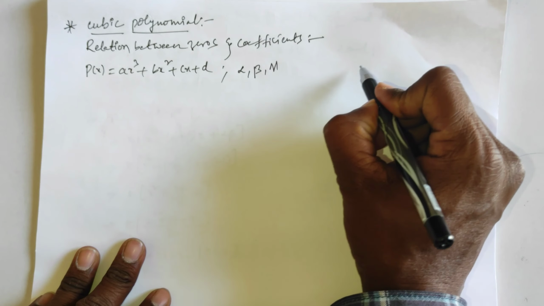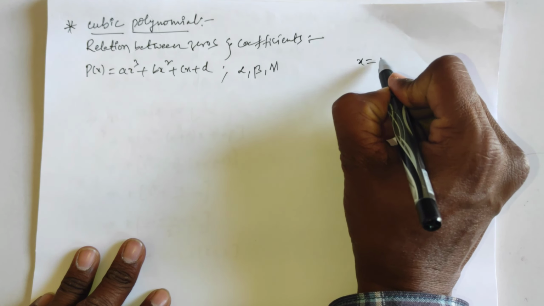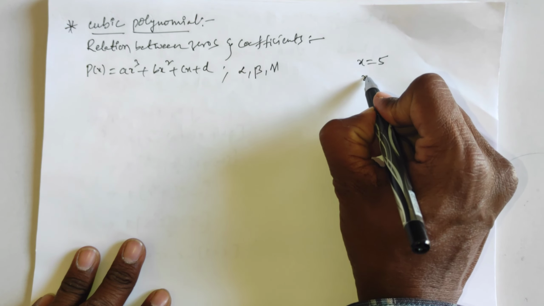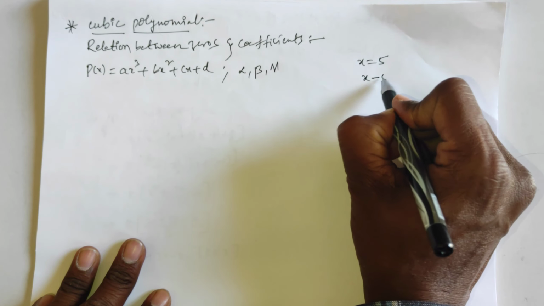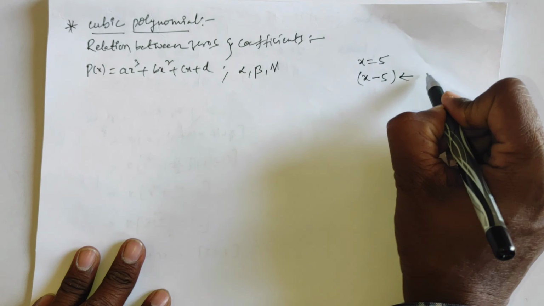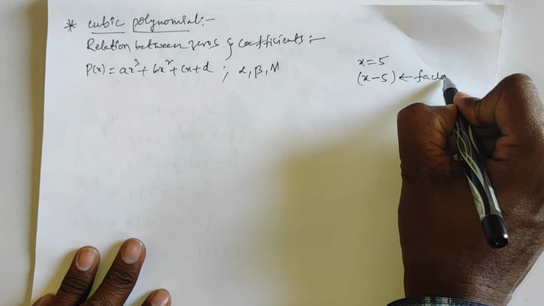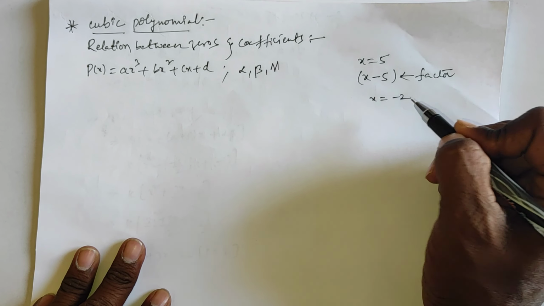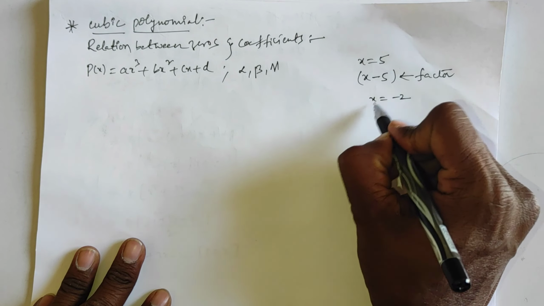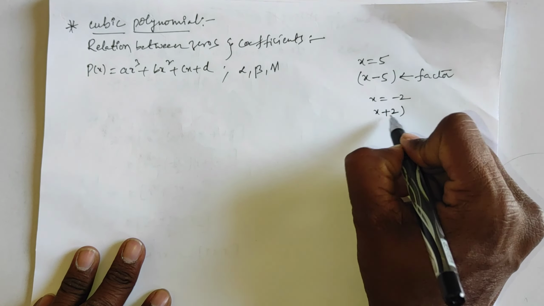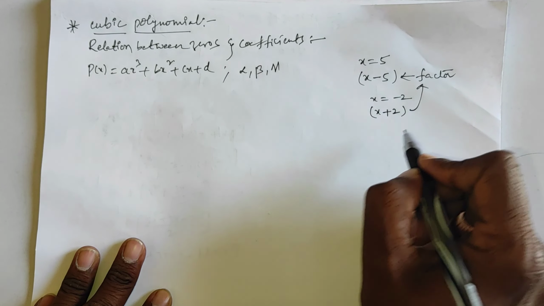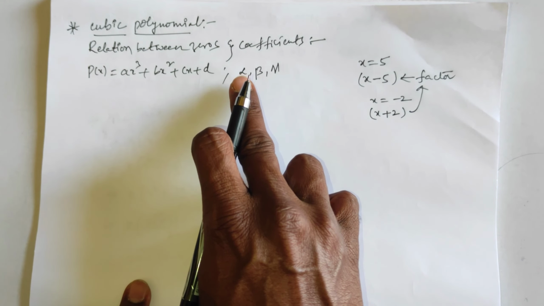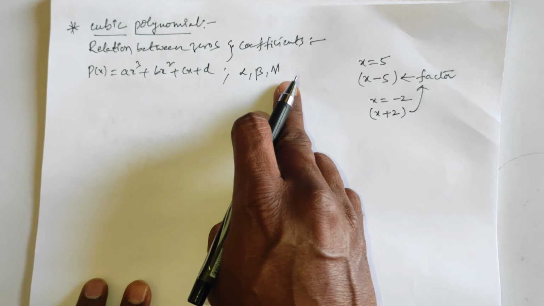Now suppose I say x equals 5 is a zero of the polynomial. That means the factor is x minus 5, so plus 5 becomes minus 5. Suppose x equals minus 2 is a zero of the polynomial, then minus 2 becomes plus 2, so x plus 2 is a factor of the polynomial. Like that. Now we are taking alpha, beta, gamma as the zeros.